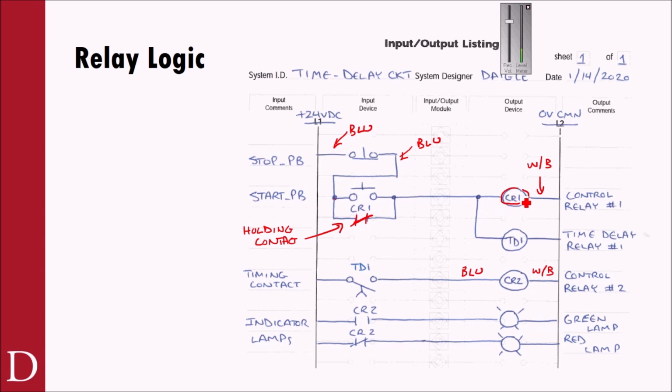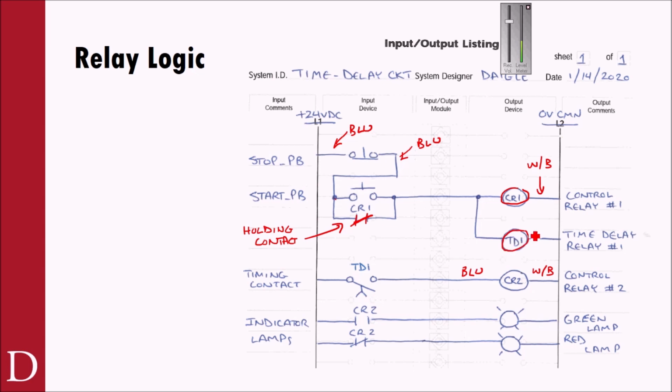And if I look at this then, so I press start, I'm going to go through CR1 because CR1 energized, and the time delay contact energized too. And so now CR1 energized. The only thing CR1 did for me is it gave me the holding contact. It's not used anywhere else. But in parallel with that, I energized the time delay coil, which is a normally open time to close.